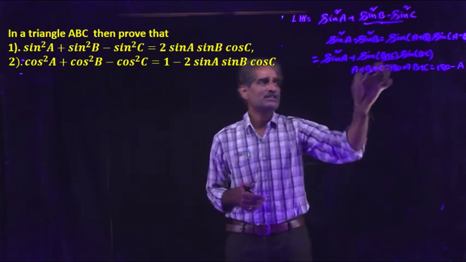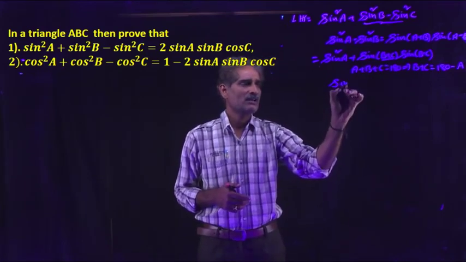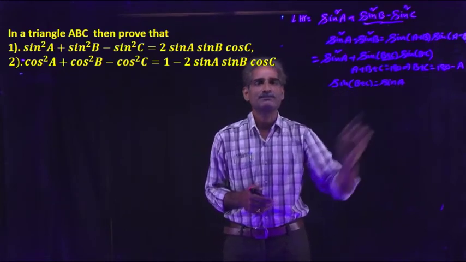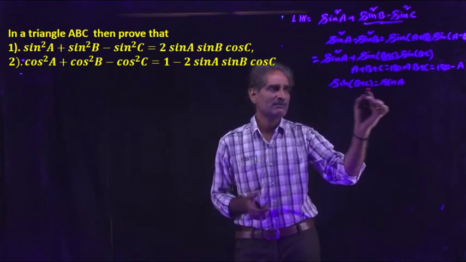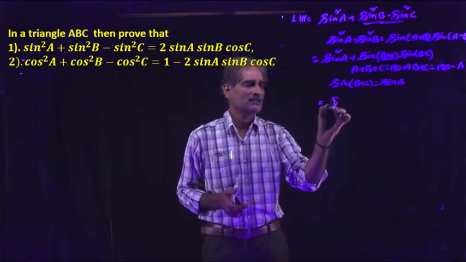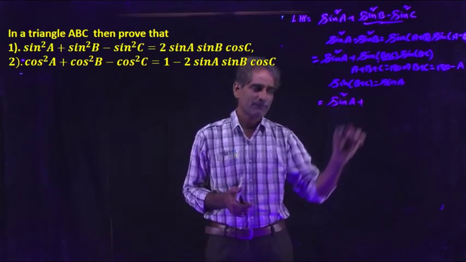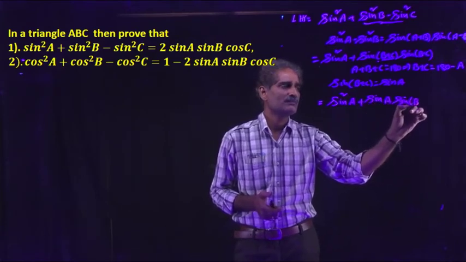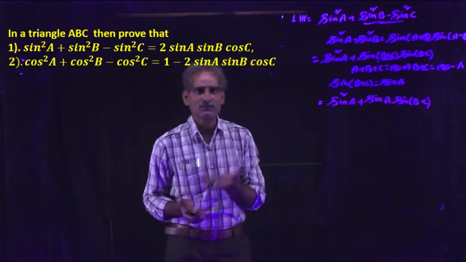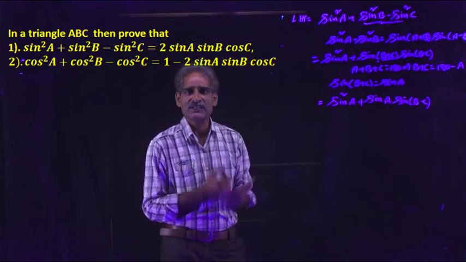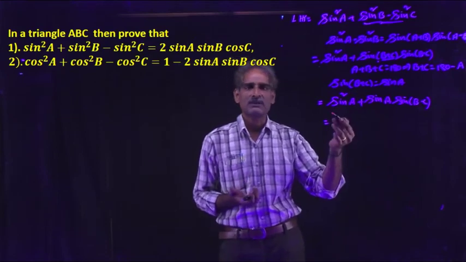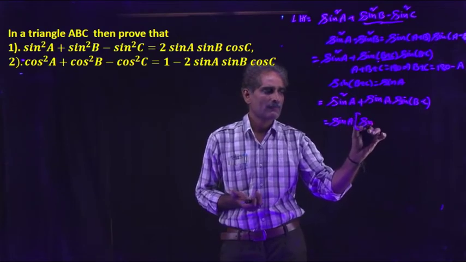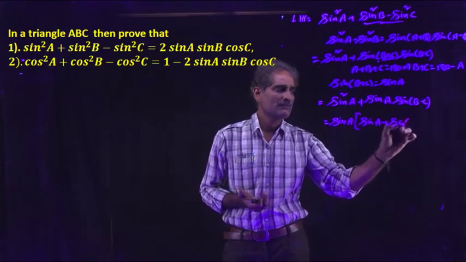Now sin(B plus C) is there, so apply sin on both sides. Sin of (B plus C) is equal to sin(180 minus A), which is sin A. So now replace sin(B plus C) by sin A. Here we will get sin square A plus sin A into sin(B minus C). Compared with the previous problems, this method is very easy. This is a very easy problem. Now take the common term: sin A is common, so sin A into (sin A plus sin(B minus C)).